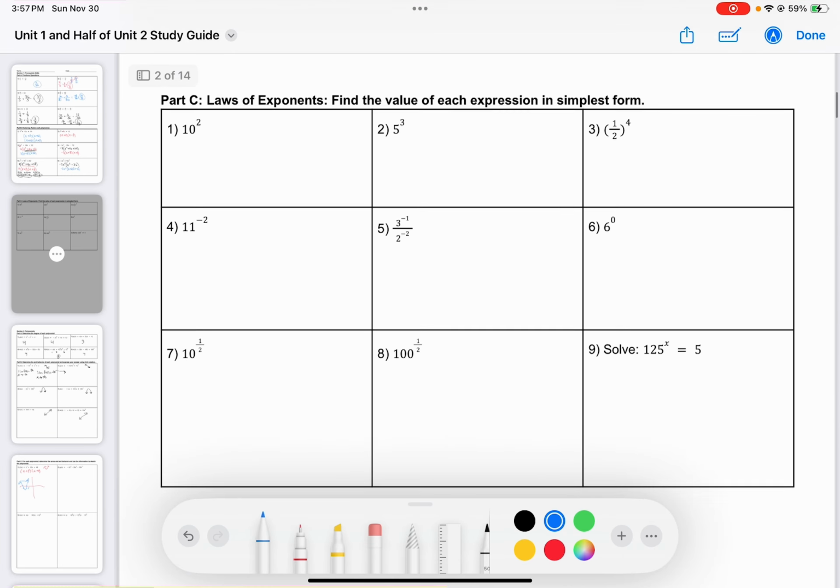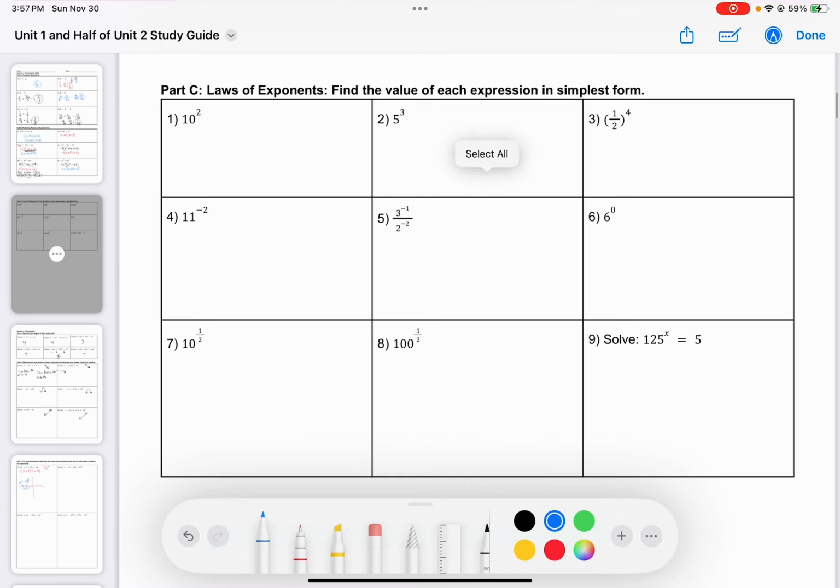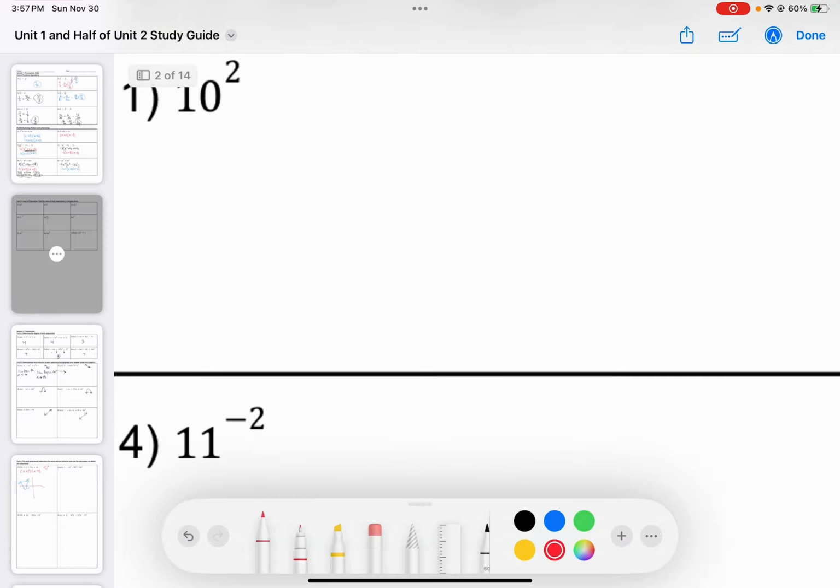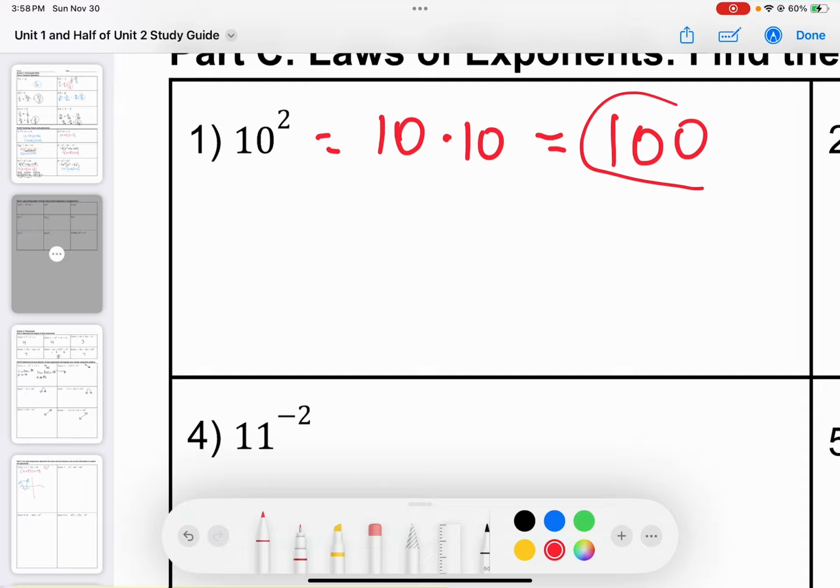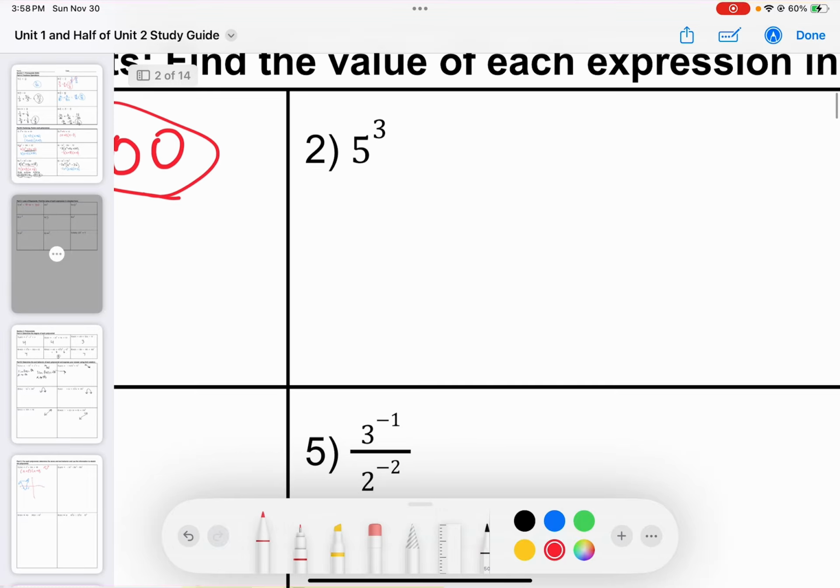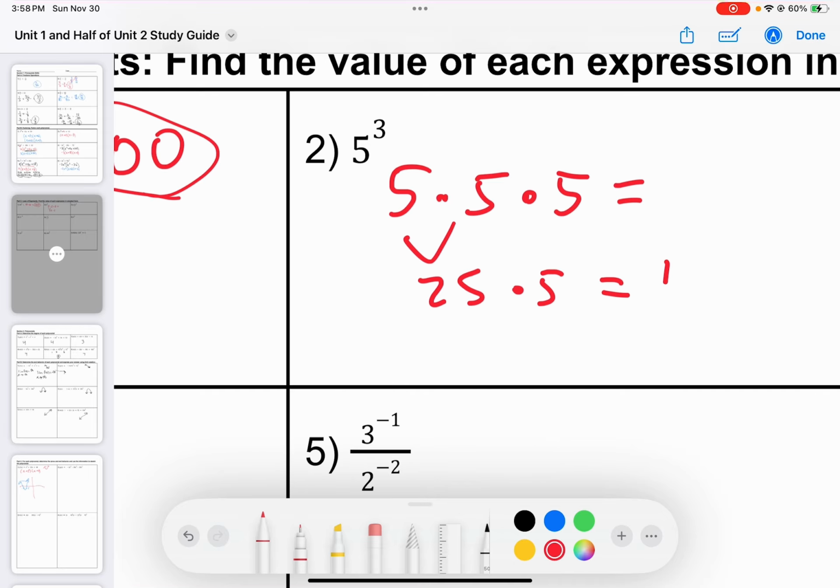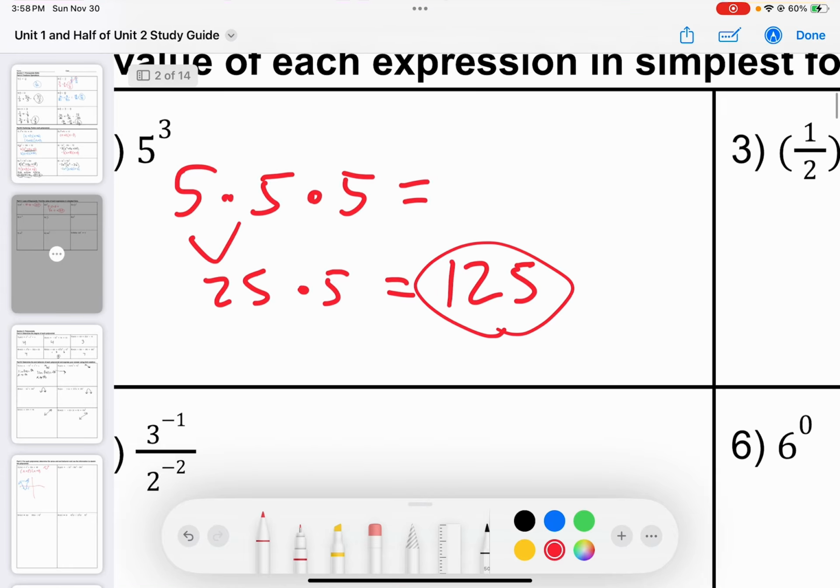Okay. Last skill you should have from Algebra 1, Algebra 2, wherever, is laws of exponents. So we're just going to rewrite these in their simplest form. Any number to the second power, that can be rewritten as 10 times 10. That's what this means. It doesn't mean 10 times 2. It means 10 times 10. That's 100. This means 5 times 5 times 5. And 5 times 5 is 25. Times 5 is 125.